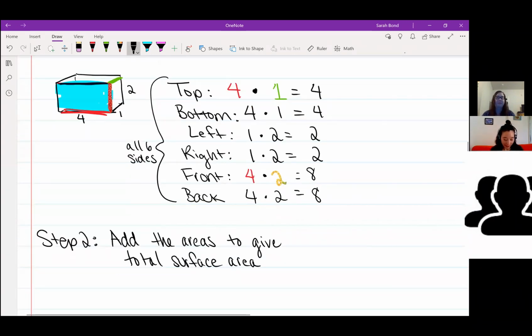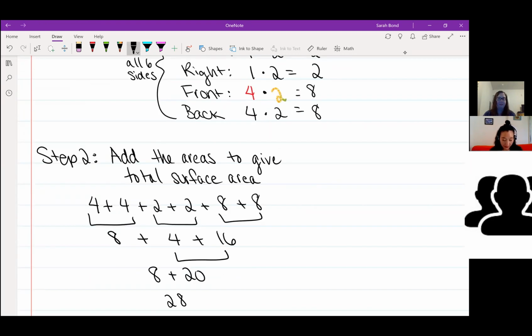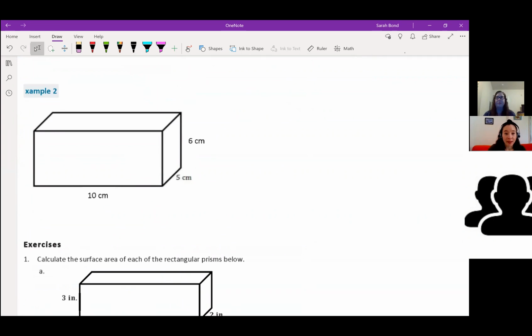Okay, let's add them all together. 4 plus 4 plus 2 plus 2 plus 8 plus 8. Now the units go with area. Who remembers what units we use for area? It's unit squared. Very nice. Thanks, Jackie. Okay, units. Oops. There we go. Squared.